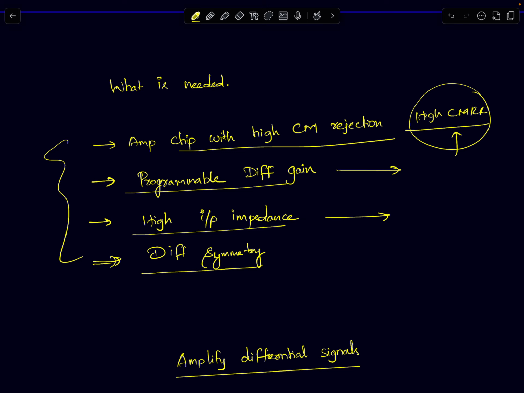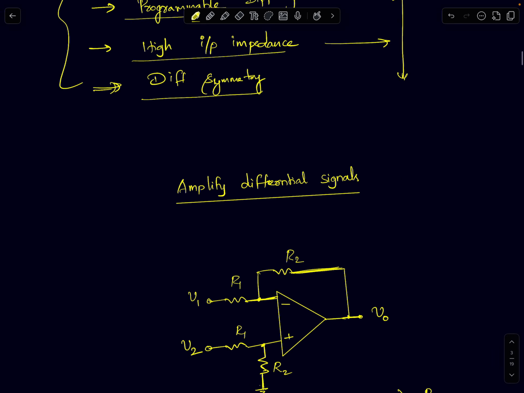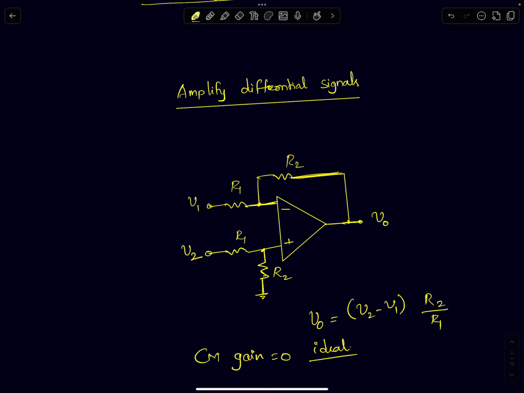Now what we will do in this lecture, we will take different realizations of the instrumentation amplifier and analyze whether it meets all these conditions or not. And then finally, we'll arrive at the most popularly used instrumentation amplifier architecture. So let's start with the simplest instrumentation amplifier, which is our voltage subtractor with a gain.